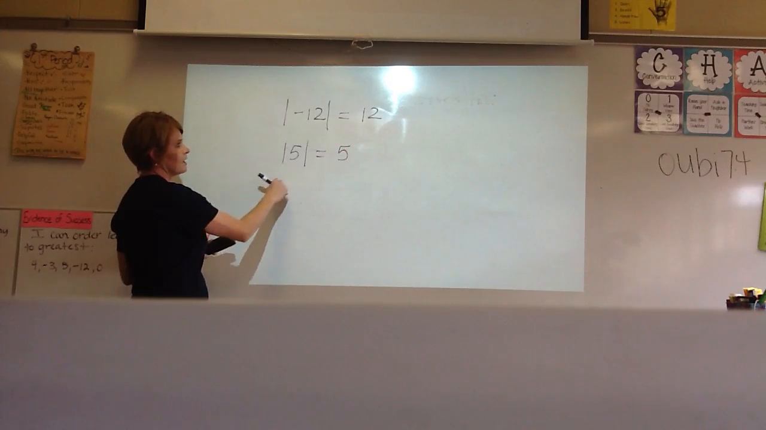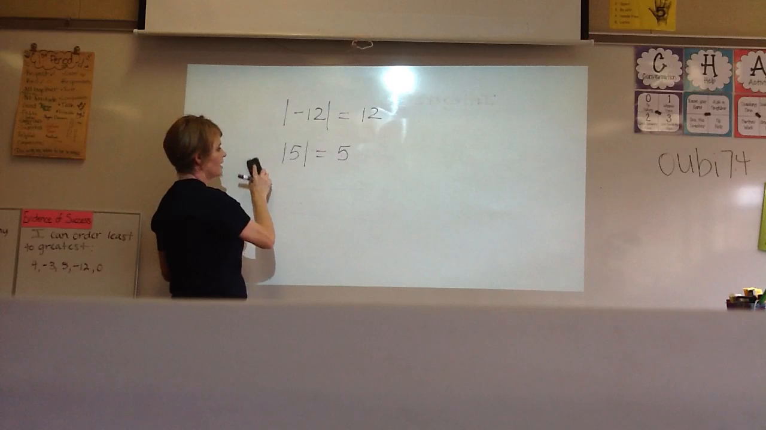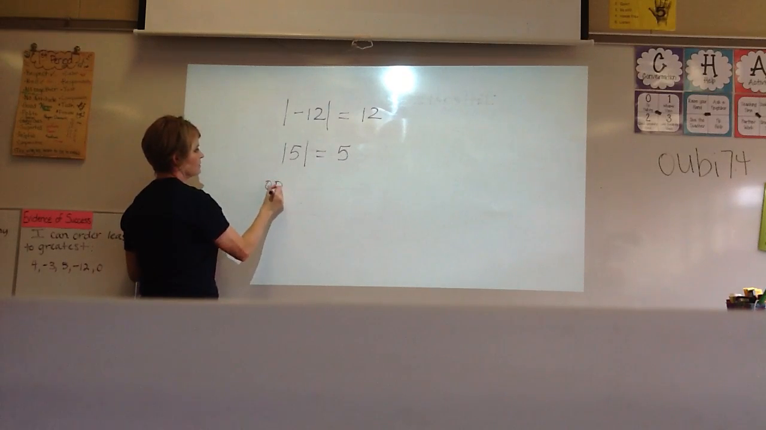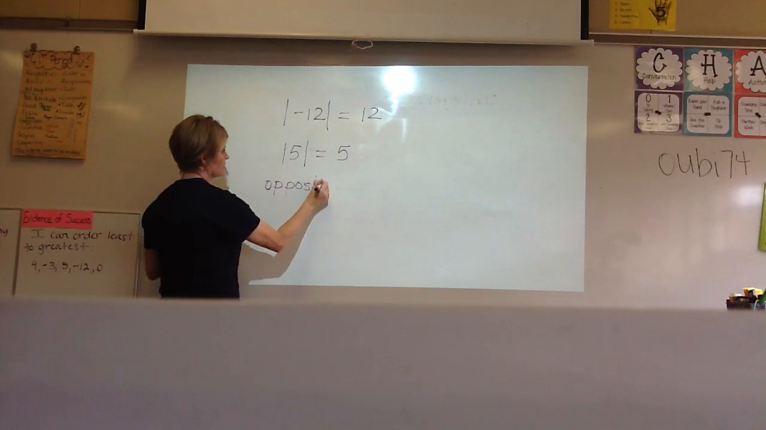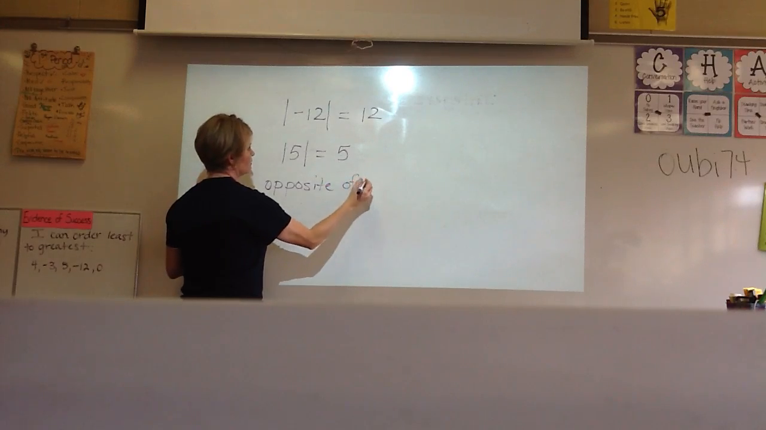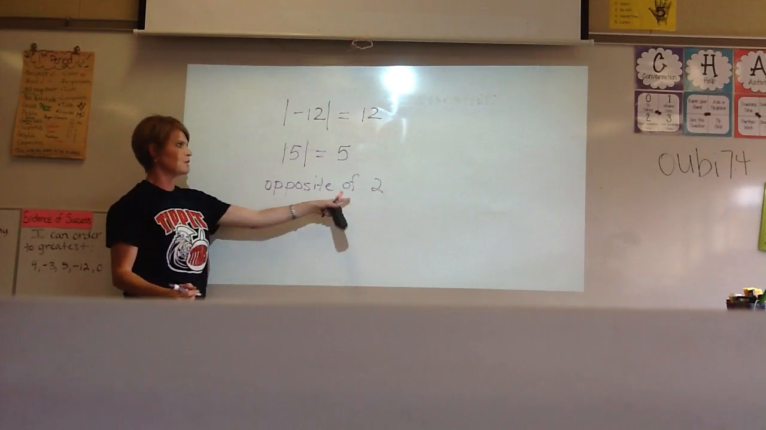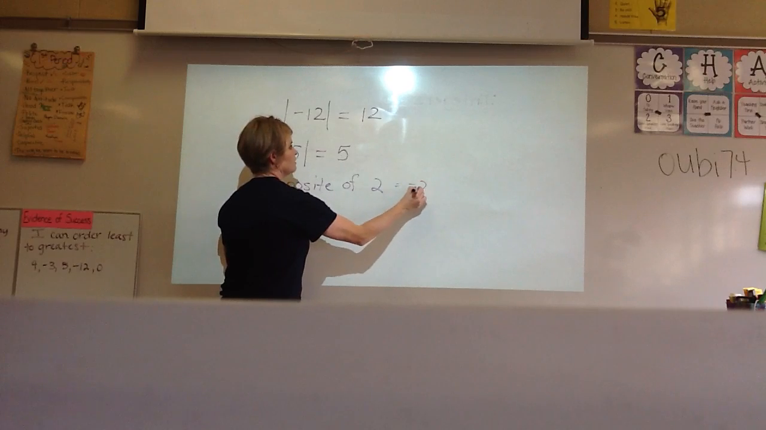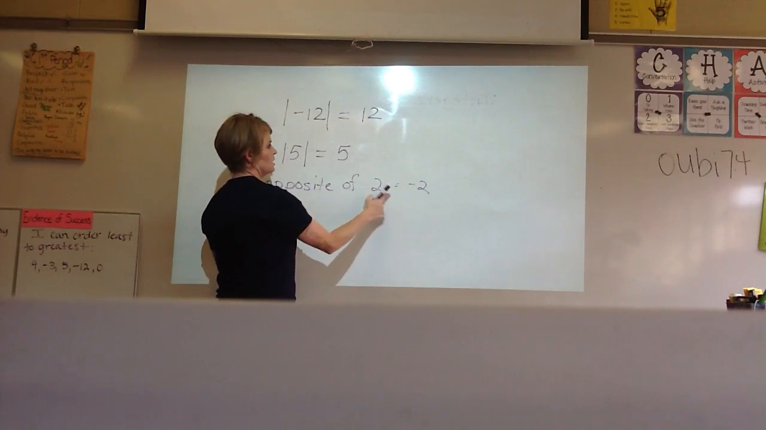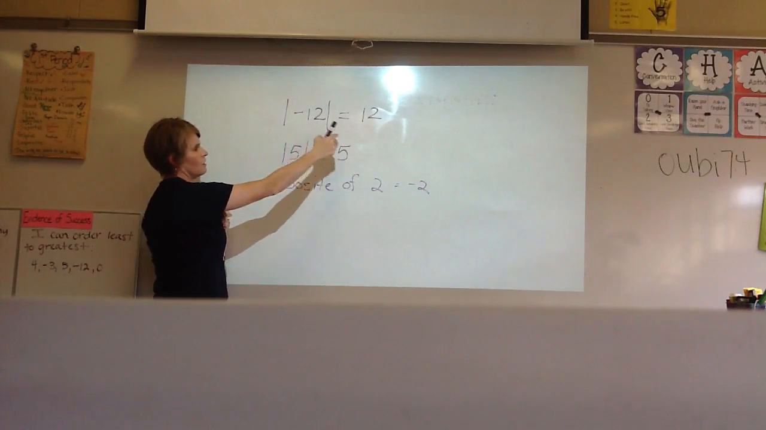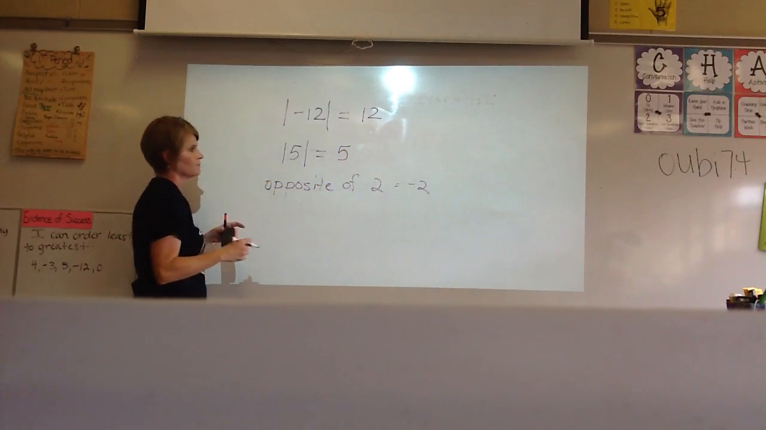But don't confuse that with opposites. Let's say you need to find the opposite of 2. Well, the opposite of 2 is what? -2. So opposites always change signs, whereas absolute values are always positive.